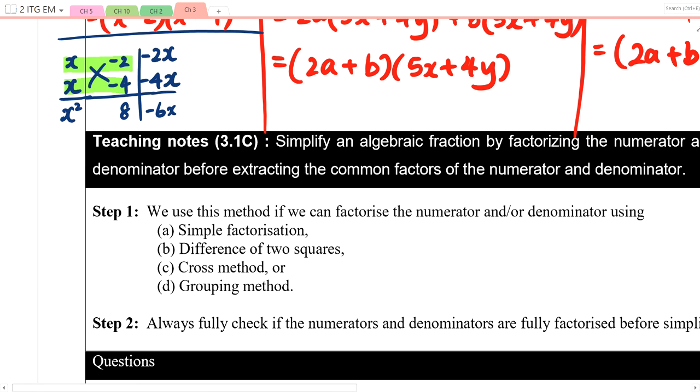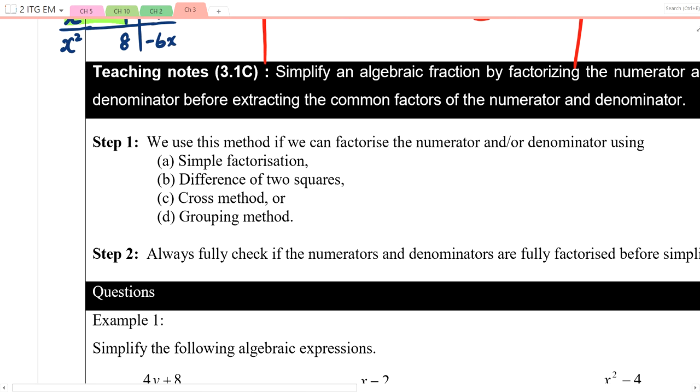Now moving on. These are your 4 methods that you have learned for factorization. And just break this down. This is in primary school. This is in Sec 1. These 2 are in Sec 2 that you have learned.